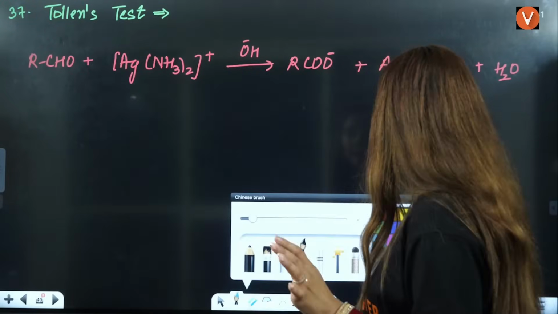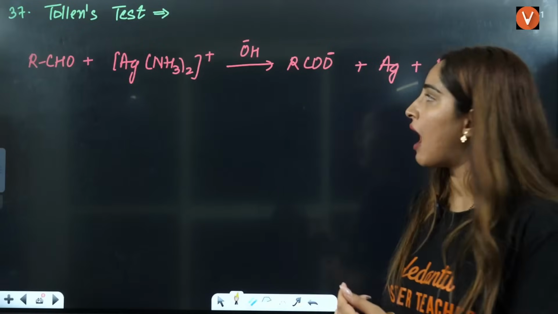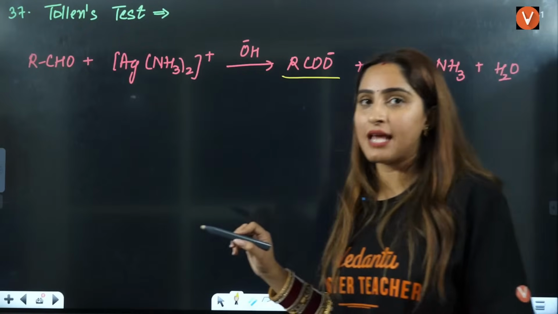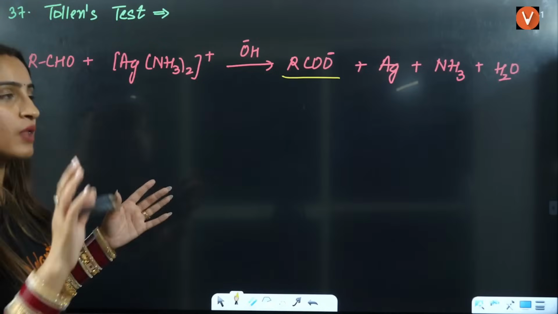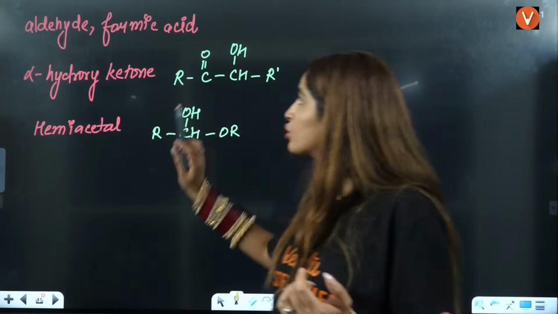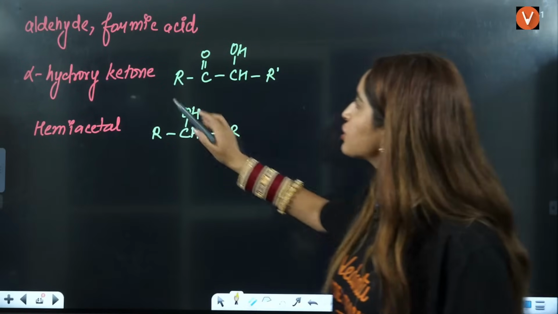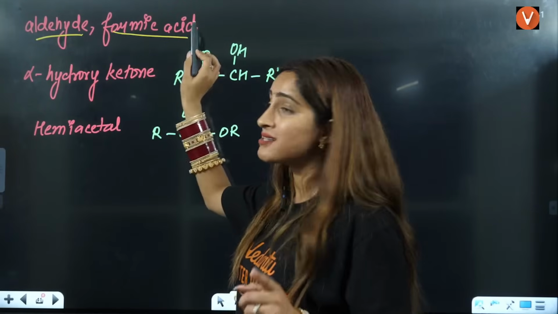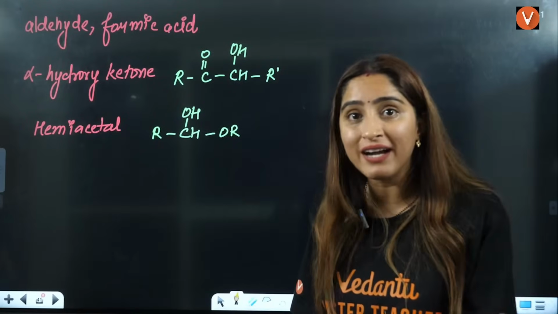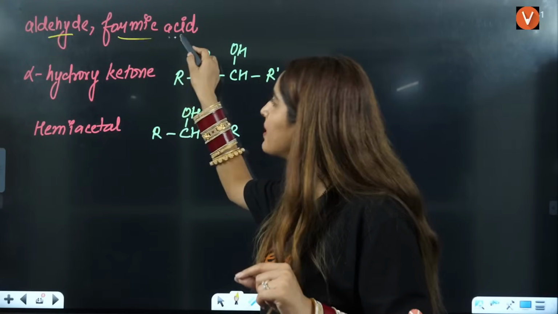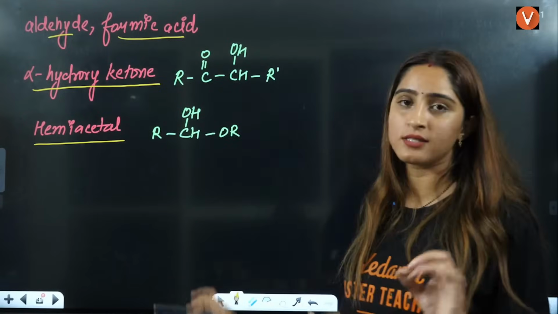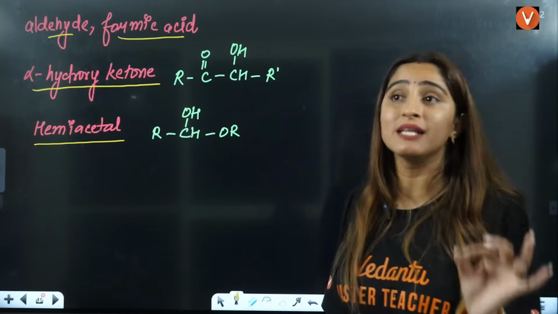Then there is Tollens' test. Tollens' test is when you have RCHO that is oxidized to RCOOH. Now, in the test they can ask you for the identification of which thing you use this test. So Tollens' test is used for the identification of aldehydes and formic acid. This is very important. Usually students just know it is aldehyde. No, it is aliphatic and aromatic aldehydes, formic acid, alpha hydroxyketone and hemiacetal. All these things should be in your mind when you talk about Tollens' test.